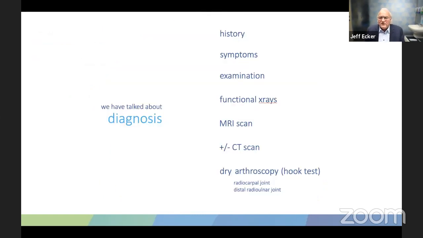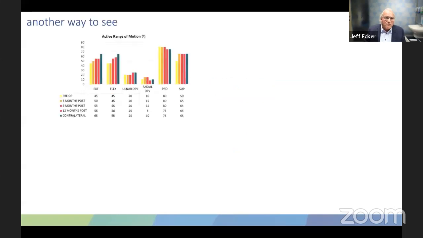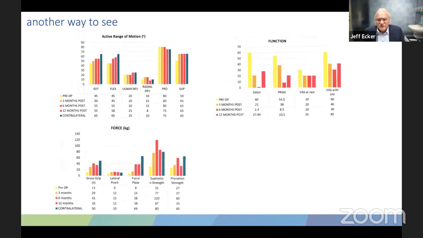So we've talked about the diagnosis, history, symptoms, examination, functional x-rays, MRI scan, plus or minus CT, and dry arthroscopy, and what I'm finding the use of the hook test. But there's another way to see, and I found this incredibly valuable. Every patient, before we operate on them, gets an active range of motion and it's measured. We measure their grip strength, lateral pinch, force plate, supination and pronation. We measure their function with DASH, PRWE, VAS and VAS with activity.